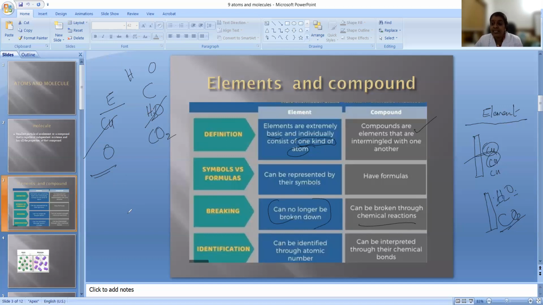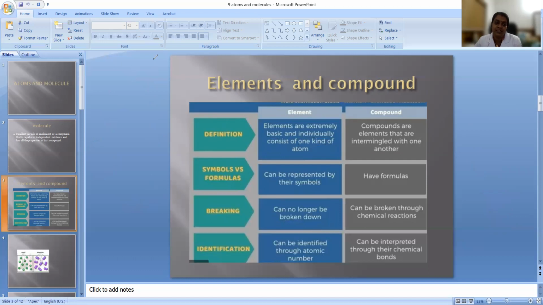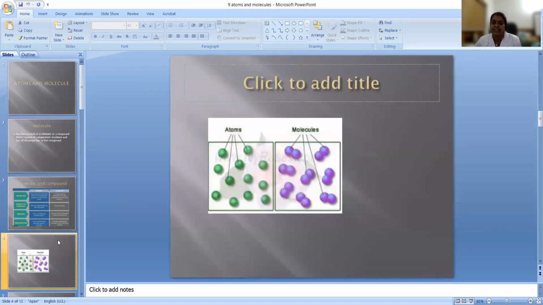If you see the atomic number 8, you can immediately understand that it is oxygen. So for an element, from the periodic table, we can identify very easily using the atomic number which element it is. Compounds form from chemical bonds. What is a chemical bond? You are going to learn in grade 10. Based on which type of bonding it is, we identify a compound.